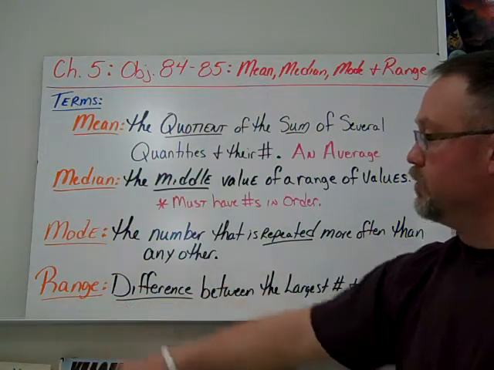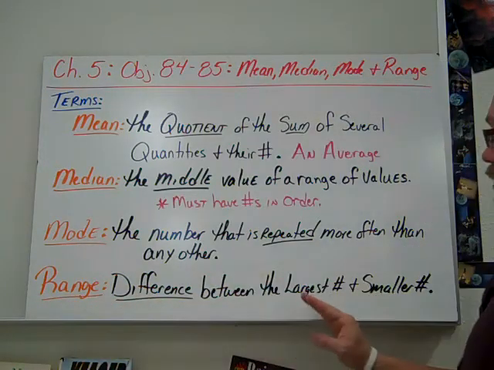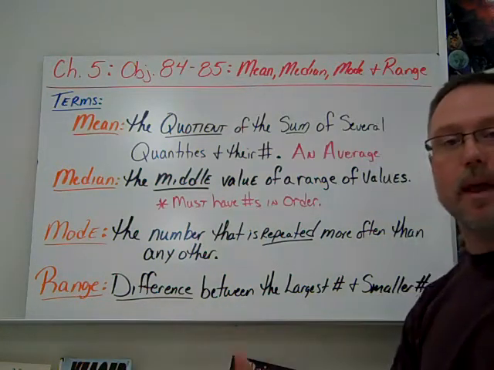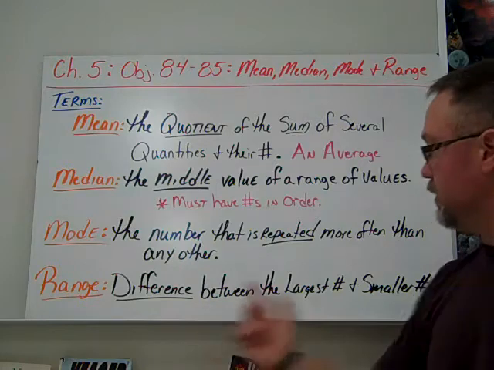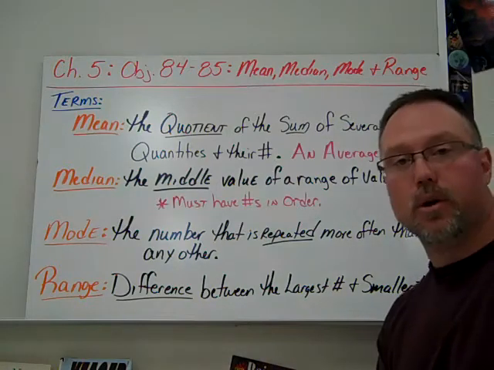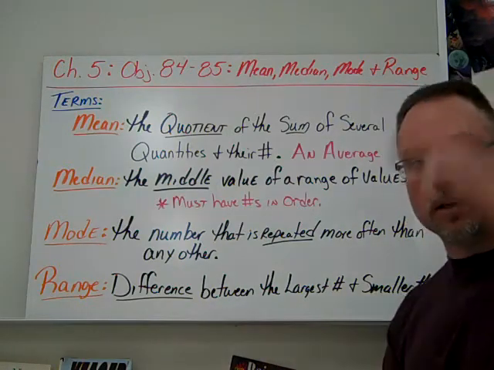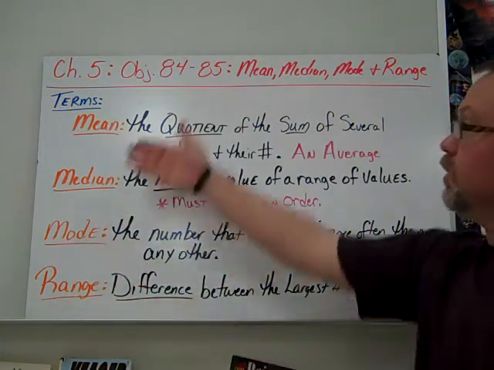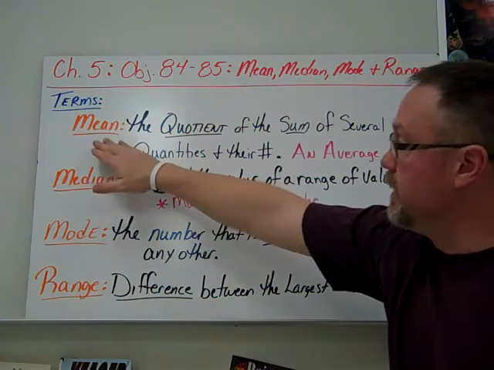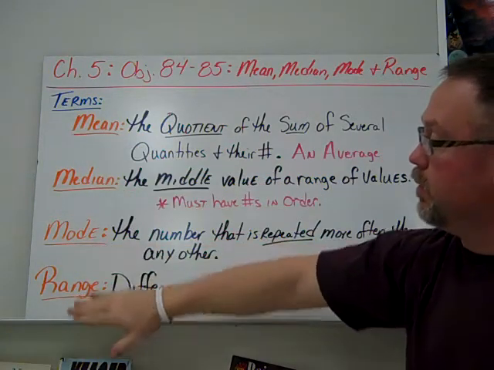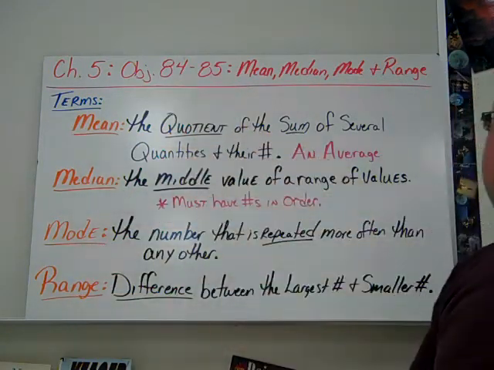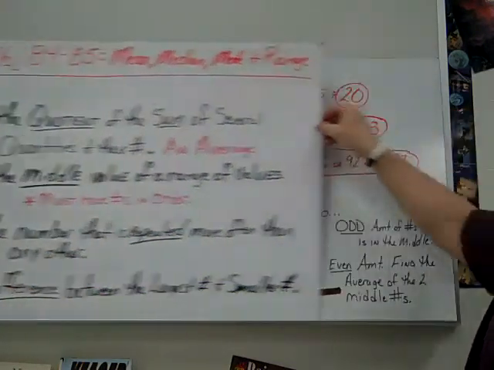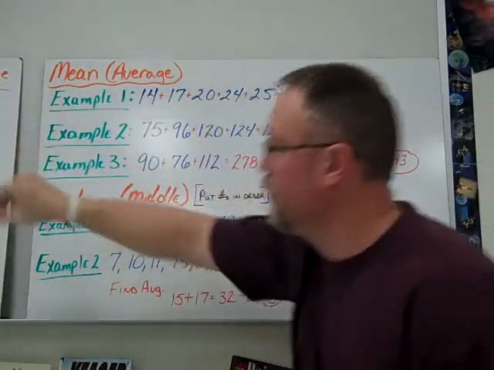Last term is range. It's the difference between the largest and the smallest number. So this one you would also probably want to have in order from least to greatest, because then you can find your smaller number and your larger number. Again, you're just going to subtract, largest minus smallest, and that's your range. So the terms for these are fairly easy: mean, median, mode, and range. Just got to keep track of what each of them stands for. And a few of the words have some other meanings that we'll talk about as we go through.